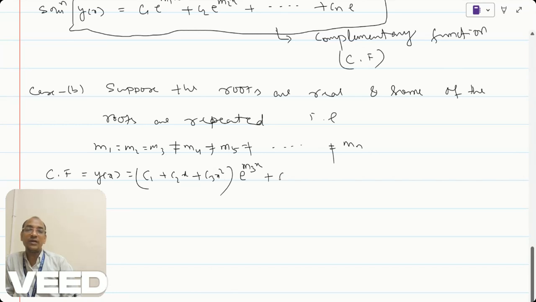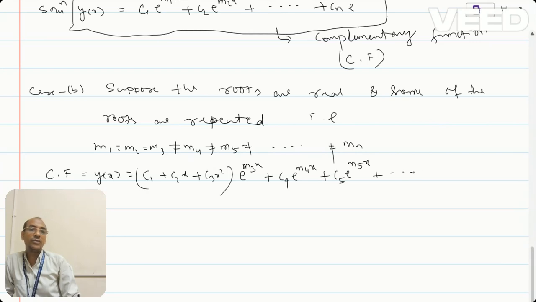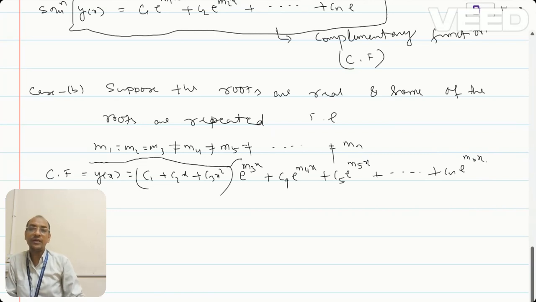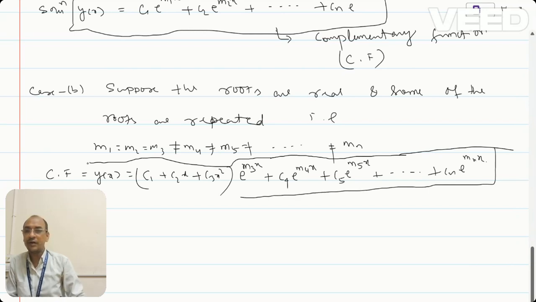And then the remaining terms will be, up to c3 I have written here, c4 e to the power m4 x plus c5 e to the power m5 x and so on, so cn e to the power mn x. So this will be the solution if it is the case that some of the roots are repeated and some of the roots are different and all of them are real roots. Then we can have the complementary function like this.